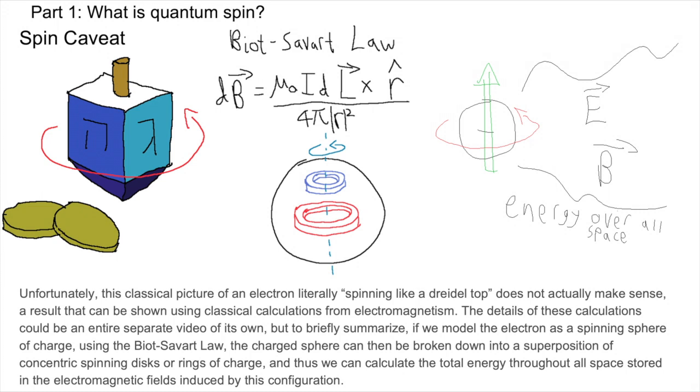The details of these calculations could be an entire separate video of its own, but to briefly summarize, if we model the electron as a spinning sphere of charge using the Biot-Savart law, the charged sphere can then be broken down into a superposition of concentric spinning disks or rings of charge, and thus we can calculate the total energy throughout all space stored in the electromagnetic fields induced by this configuration.